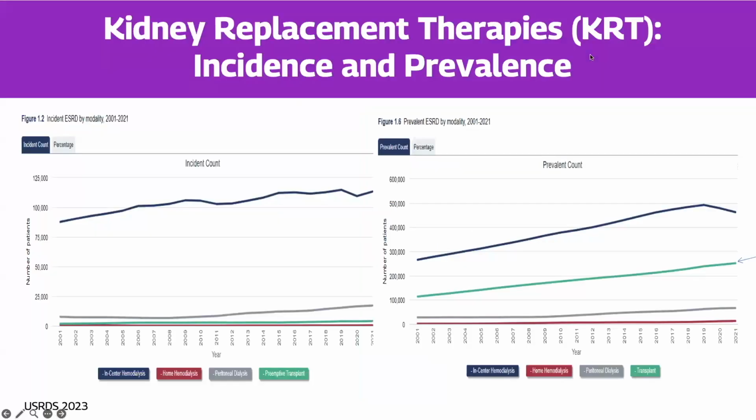So related, let's say, to incidence and prevalence of kidney replacement therapy, the figure on the left displays the number of patients with incident kidney failure who began kidney replacement therapy. Now, the figure on the right basically shows the distribution of the prevalent population, reflecting all the patients receiving kidney replacement therapy on the last day of the year. It is significant to note that transplantation prevalence has more than doubled in the past 20 years.